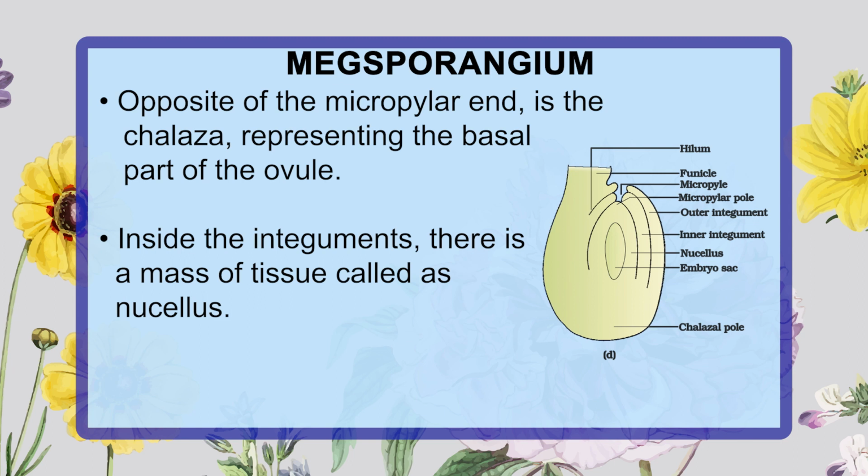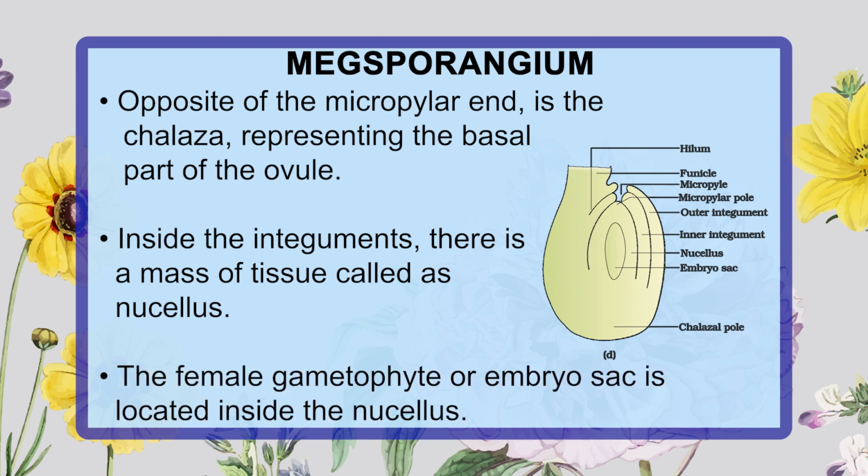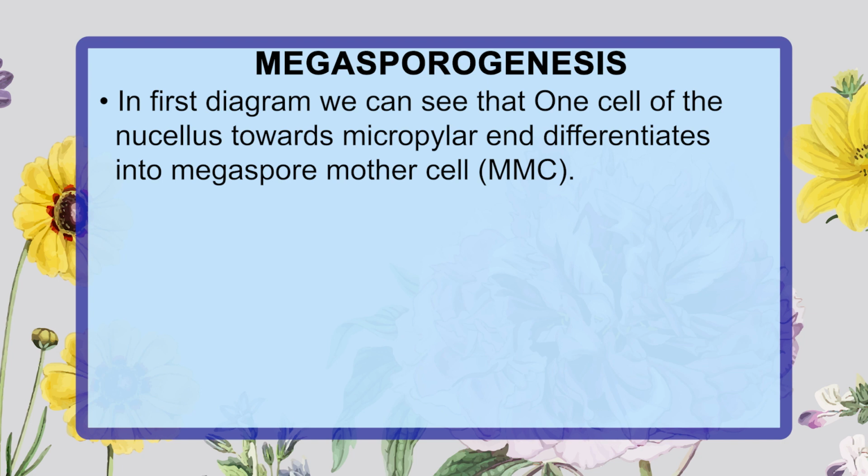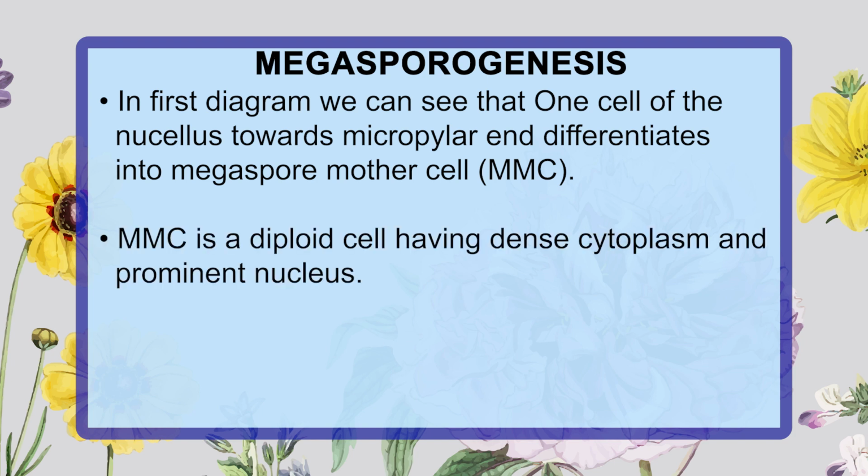Inside the integuments, there is a mass of tissue called nucellus. The female gametophyte or embryo sac is located inside the nucellus. Students, let us learn about the process of megasporogenesis with the help of this diagram. In the first diagram, we can see that one of the nucellus cells towards micropylar end differentiates into megaspore mother cell. MMC is a diploid cell having dense cytoplasm and prominent nucleus.